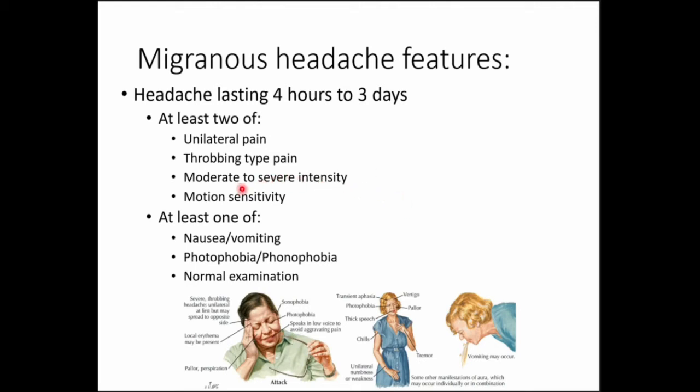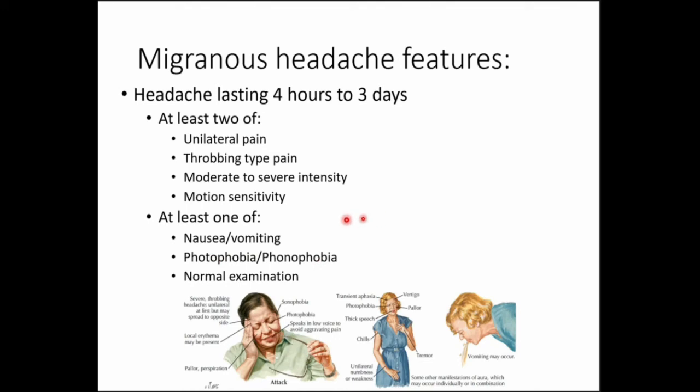It tends to be of quite moderate to severe intensity, and the patient may also have motion sensitivity, so they prefer to stay still rather than moving about or, say, pacing up and down the room, as you may see with other types of headaches. A typical thing that people who have migraines do is just go to sleep and sit in a very dark, quiet room, because they may also have photophobia or phonophobia.